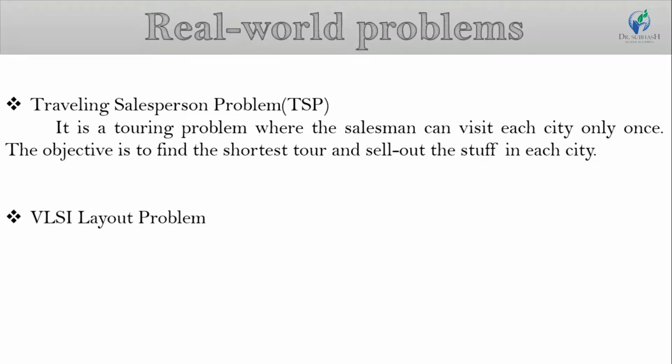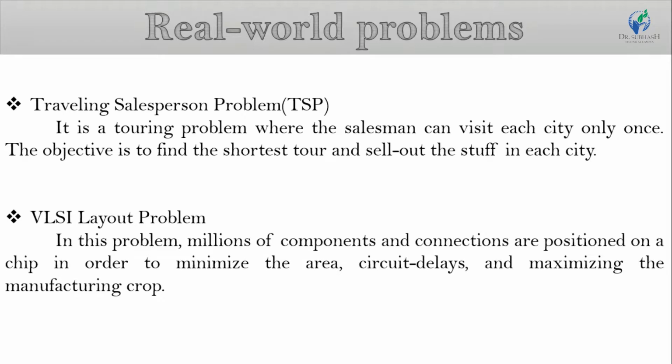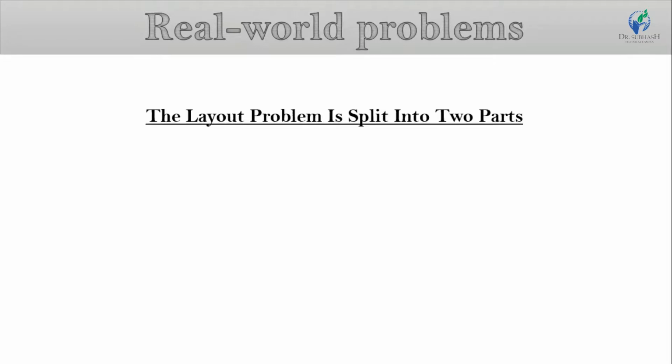Second problem is the VLSI layout problem. In this problem, millions of components and connections are positioned on a chip in order to minimize the area and circuit delay, and maximize the manufacturing yield. For that problem, the layout problem is split into two parts.